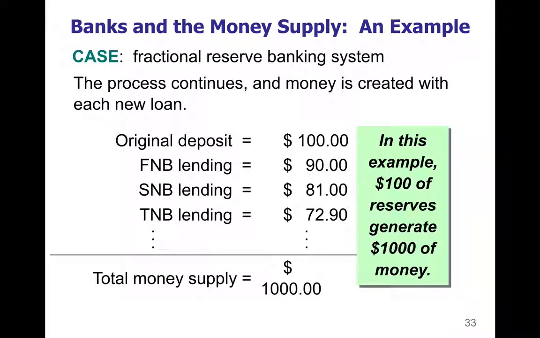But this $100 deposit could lead to a maximum total money supply of $1,000 or a growth of $900.